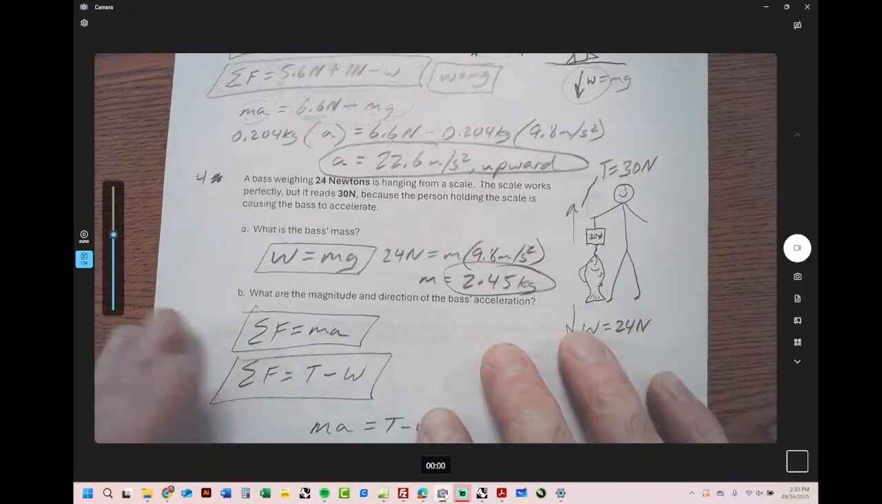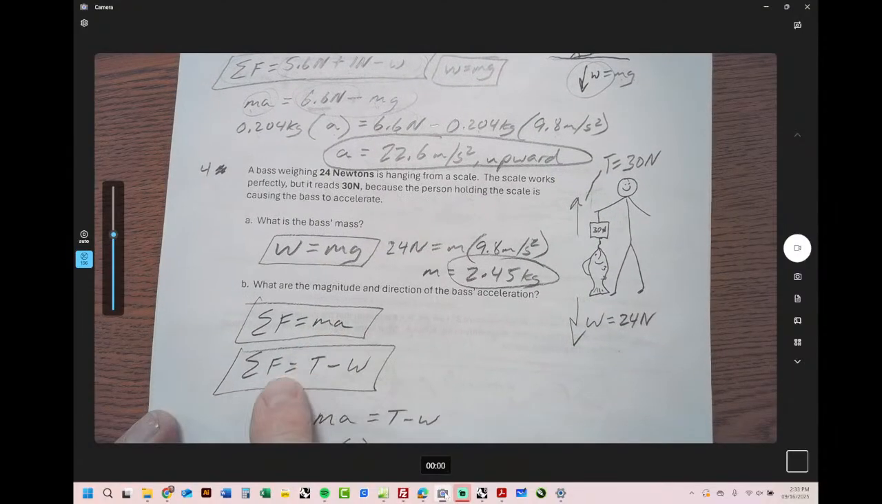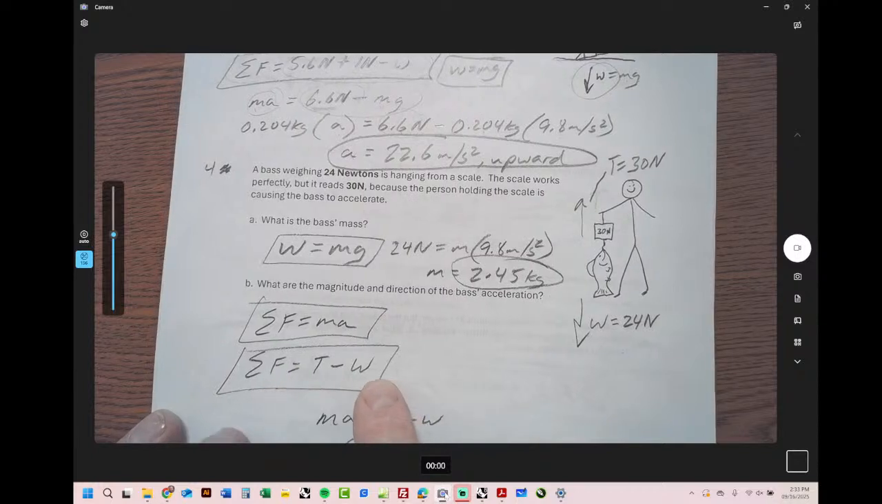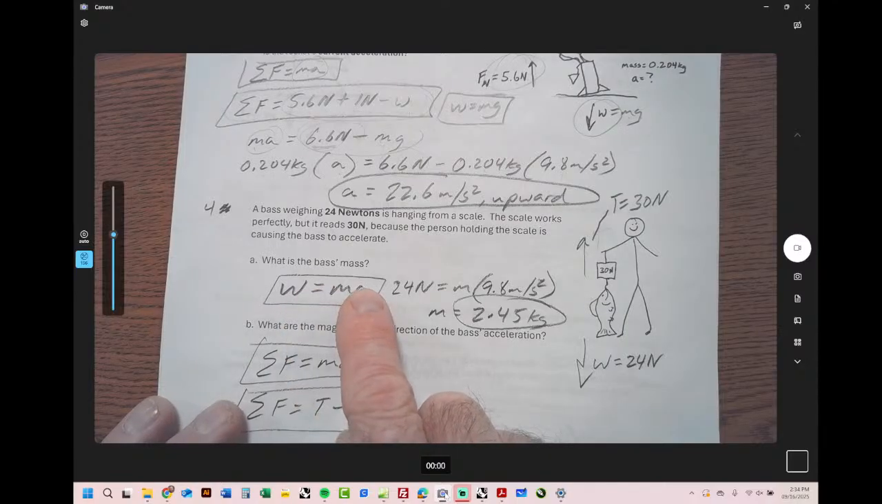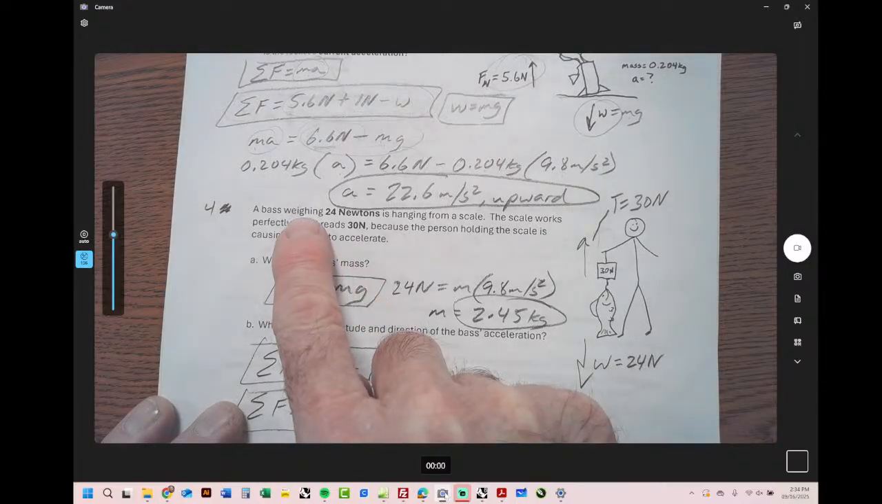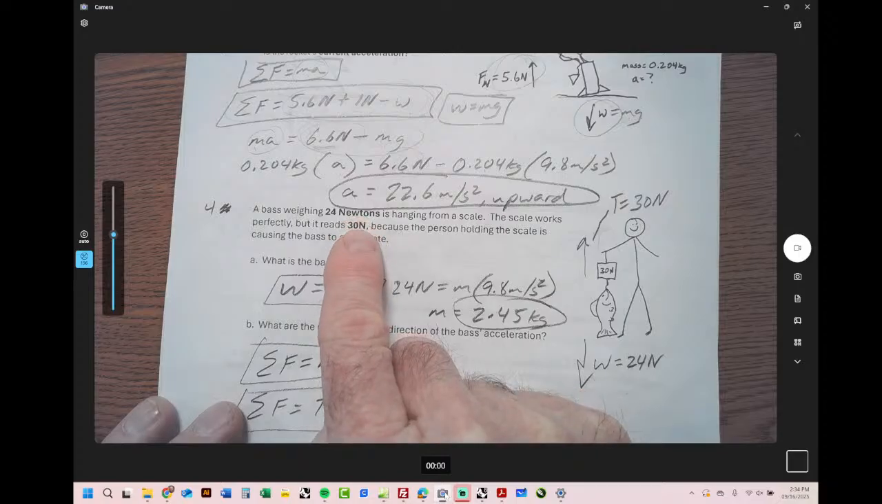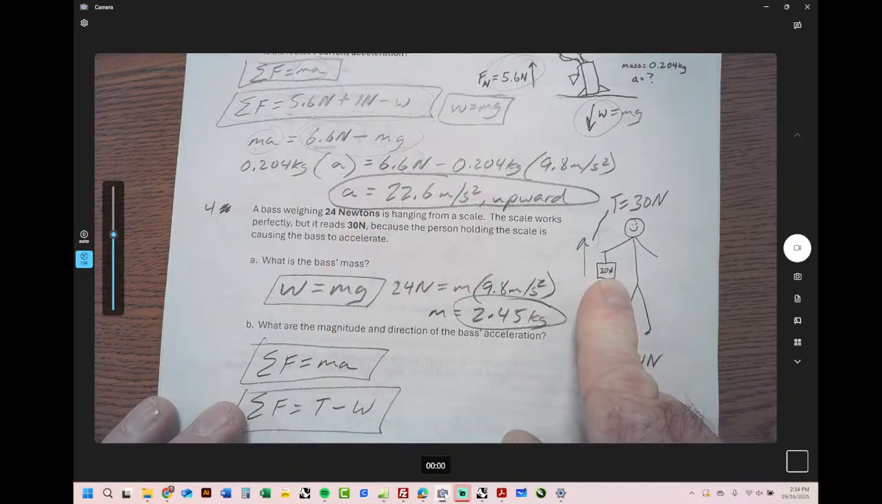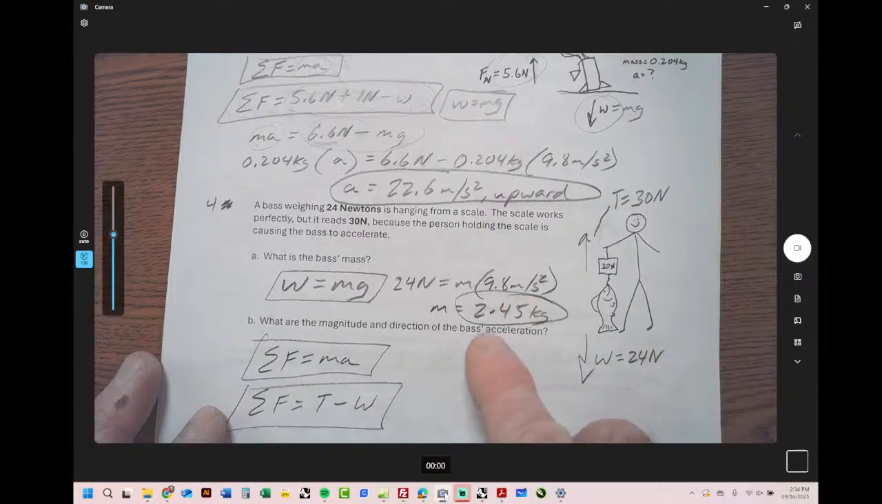Number 4, same kind of problem. Just a little different, but you solve it the same way. Notice I've got F equals ma, and then F equals the sum of some forces. But first, part A. It asked me for the mass of the bass, and it tells me that the bass weighs 24 newtons. And it's hanging from a scale, but the scale reads 30 newtons, and there's nothing wrong with the scale. The reason that it reads that is the person's jiggling the scale, causing the bass to accelerate.